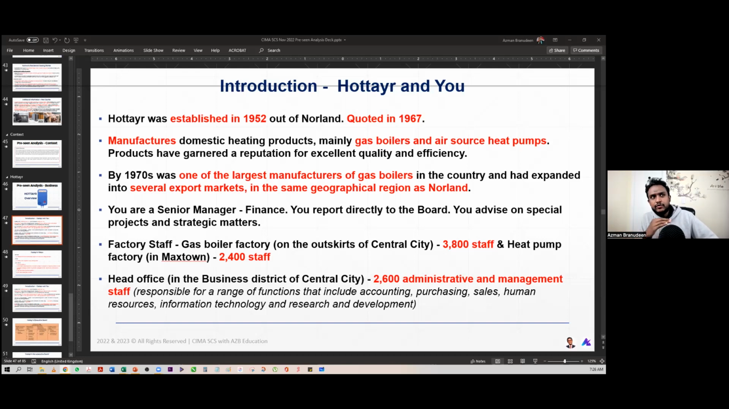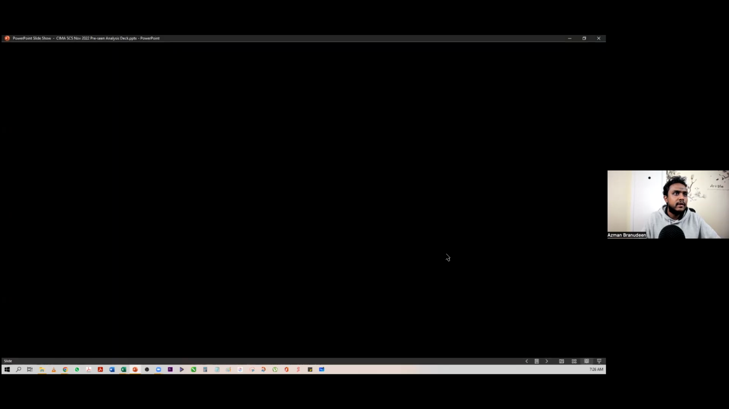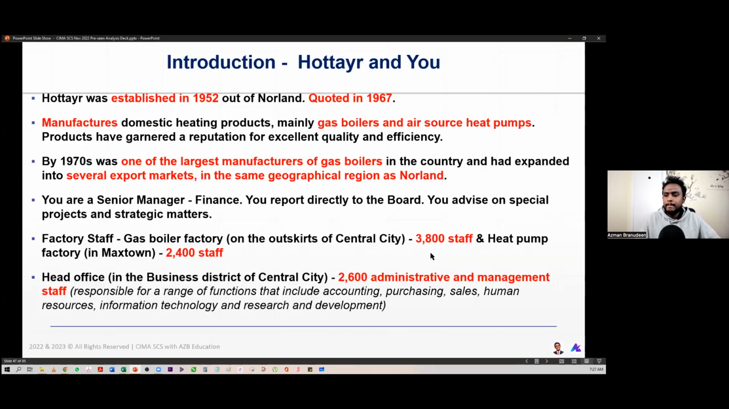Established in 1952, quoted in 1967. So within a span of 15 years, they were able to quote themselves in the stock exchange. They manufacture domestic heating products, gas boilers, and air source heat pumps. They were able to become one of the largest manufacturers of gas boilers and also export.